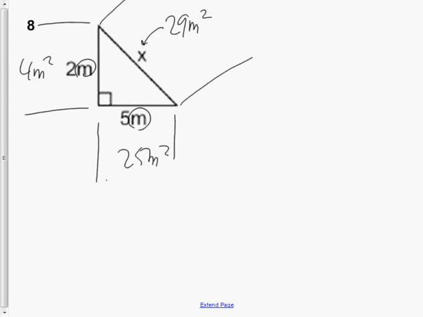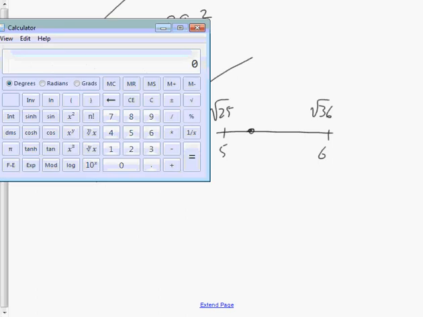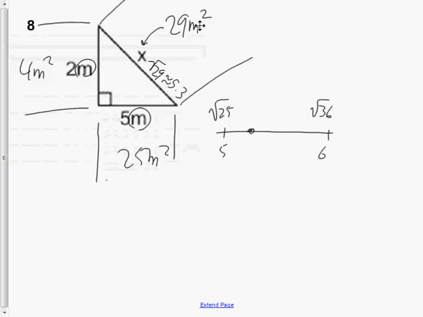So therefore, x would actually be the square root of 29, which is approximately, again, we need our number line here. Square root of 25 is 5. Square root of 36 is 6. So the square root of 29 is right around here. So we could say probably 5.3, 5.4, 5.2, something like that. And if I use my calculator to actually calculate that, the square root of 29 is 5.4. So a better guess would be 5.4, but 5.3 was acceptable.